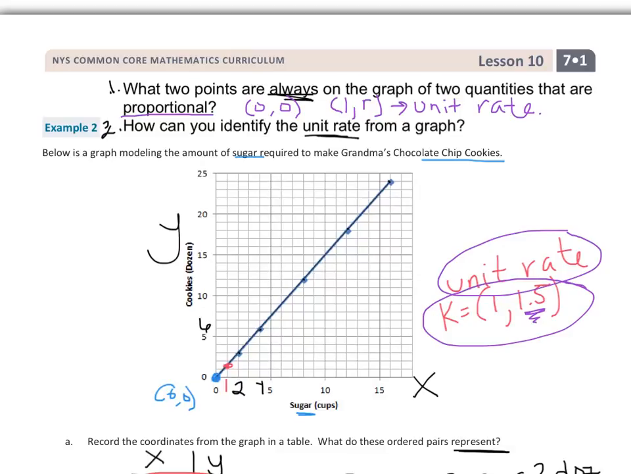All right, the second essential question was, how can you identify the unit rate from a graph? And that is finding where x equals 1. And then that point is the (1, r) again. Okay, so if you can find where x equals 1, then you can figure out the y value. The y value then is your unit rate. I think that should do it.